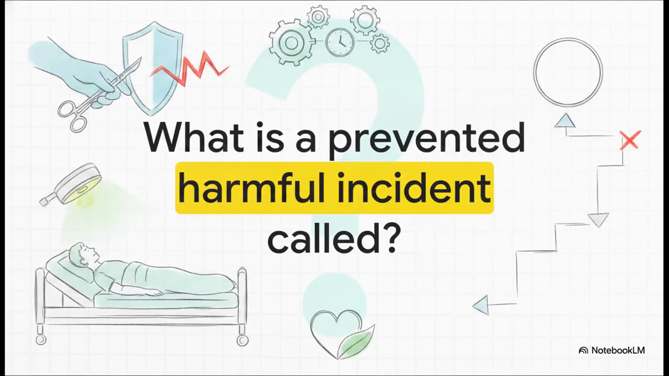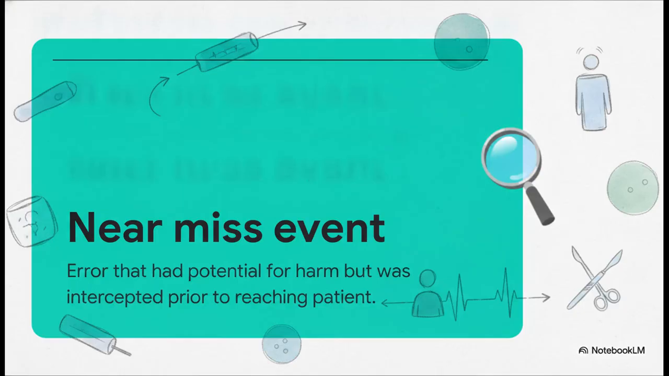With respect to patient safety, an incident that was prevented from doing harm to the patient is known as A, an adverse event, B, a near-miss event, C, a total miss event, D, a no-harm event, or E, none of the above. Correct answer, B, a near-miss event. This is an operational error or safety deviation that had the full potential to cause patient harm, but was intercepted and mitigated prior to ever reaching the patient.